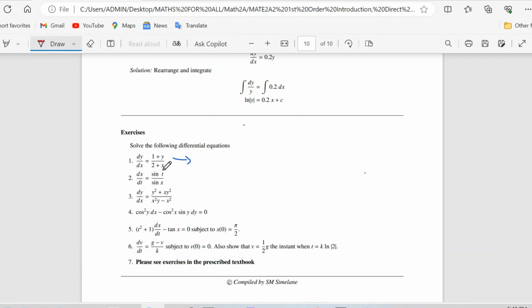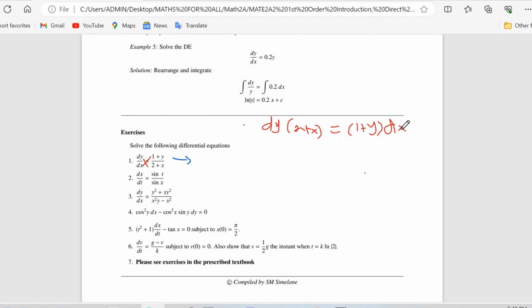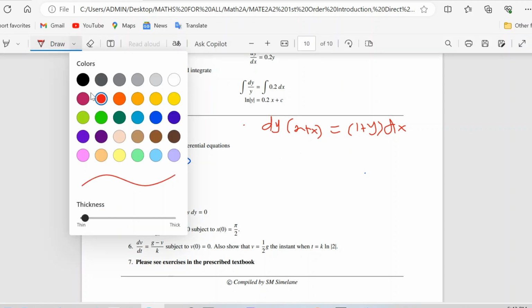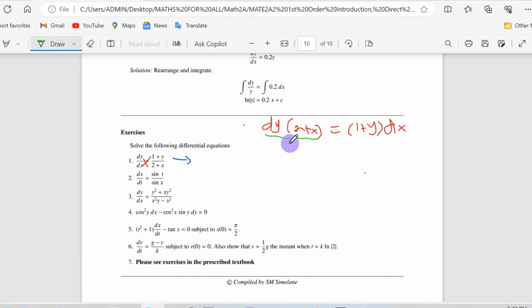First, we can just do cross multiplication because we don't want to make mistakes. Then we will say dy times (2 plus x) is equal to (1 plus y) dx. I wish it was dy here and dx here, because we were going to just do direct integration, but it's not that. We need to take this 2 plus x to dx. How do we do it? Let us now divide both sides by (2 plus x).